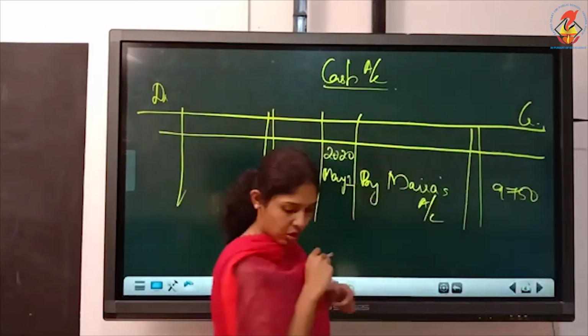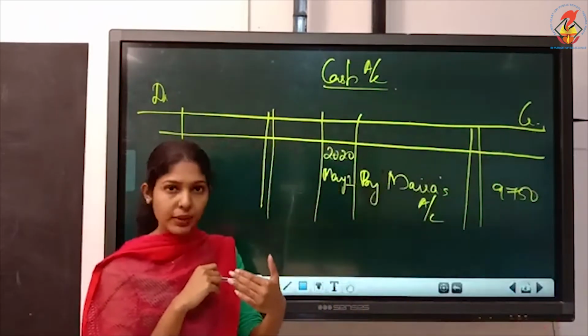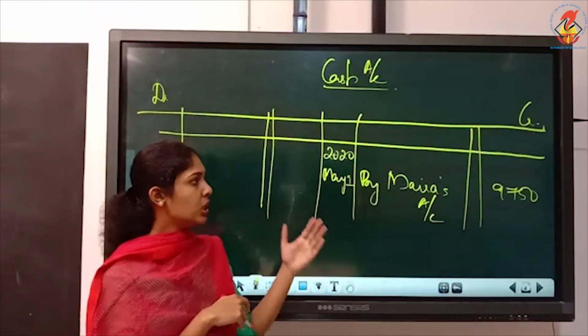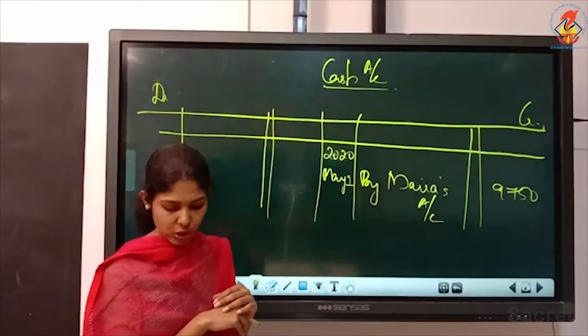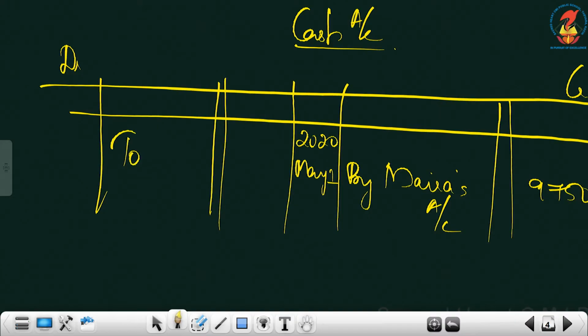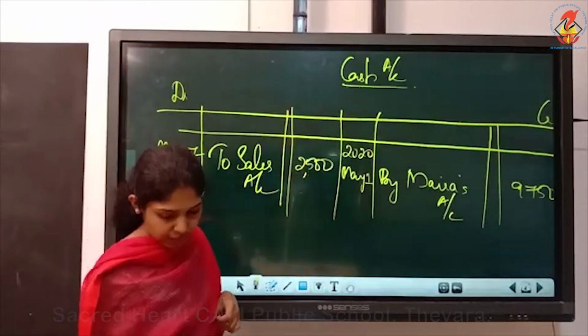Then cash account is not over. You just look into other entries. I'll do the entire cash balancing and all you have to do. The posting I'll show the entire cash account. The next is on May 7th, cash debtor to sales. So the posting is to sales account. The amount is 2,500.